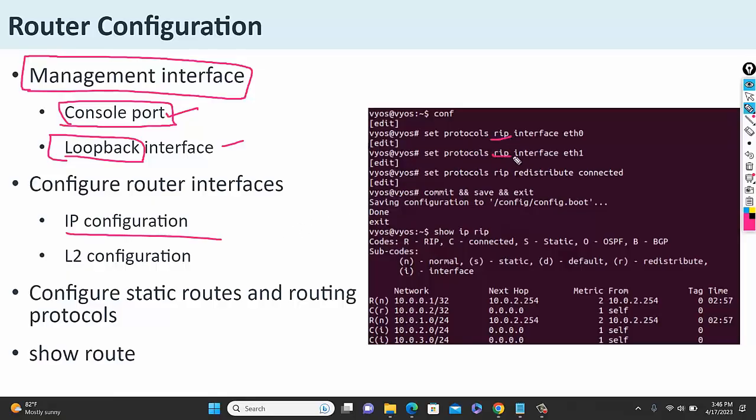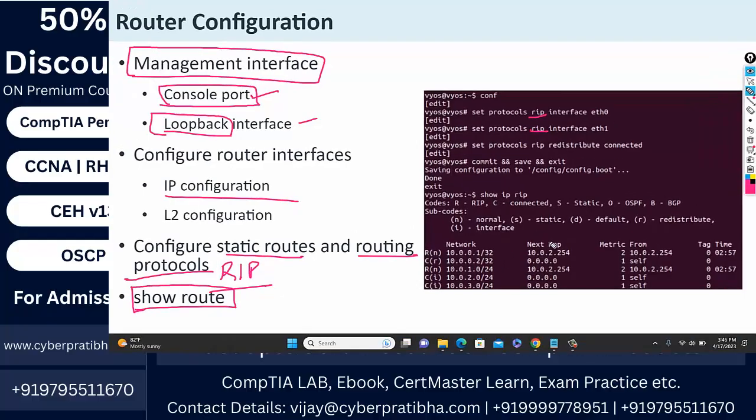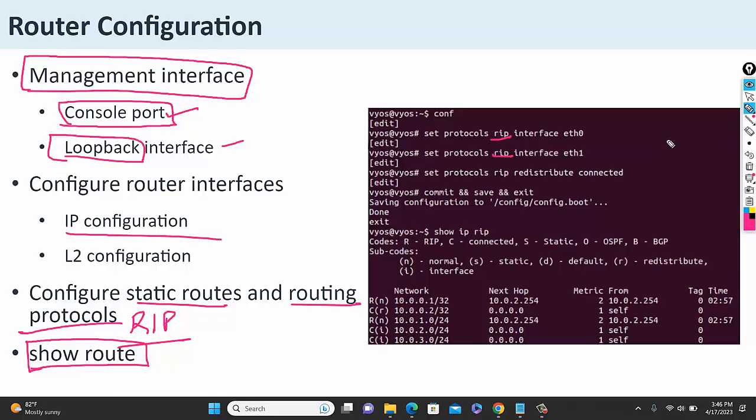And also we have enabled RIP, dynamic routing and static routing. In the static routing we have used the static route and the default route. Okay, static route and the default route. There are multiple routing protocols, but we have discussed how to configure RIP. And later on we have used the command show ip route, which will show you the routing table inside the router.